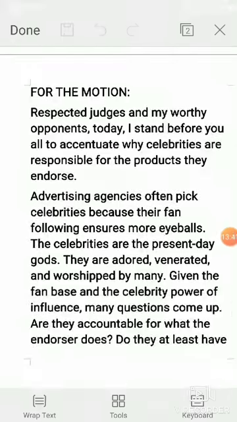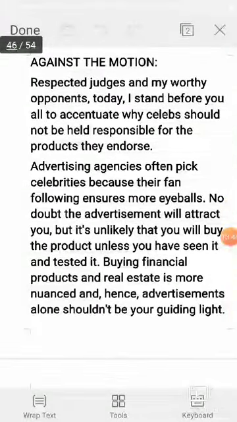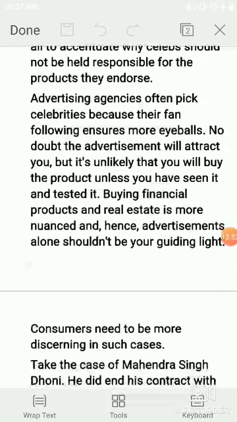So this is against the motion. Respected judges and my worthy opponent, today I stand before you all to accentuate why celebs should not be held responsible for the product they endorse. Advertising agencies often pick celebrities because their fan following ensures more eyeballs. No doubt the advertisement will attract you, but it is unlikely that you will buy the product unless you have seen and tested it.